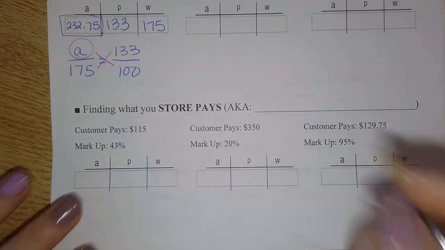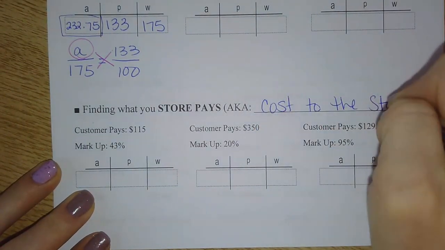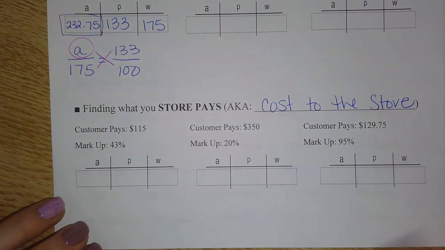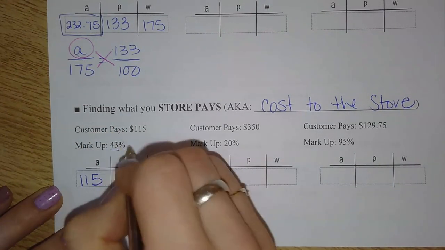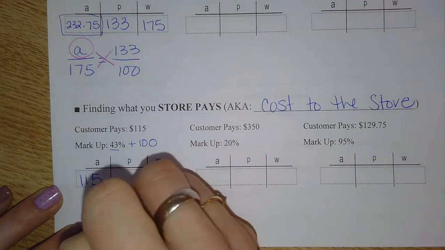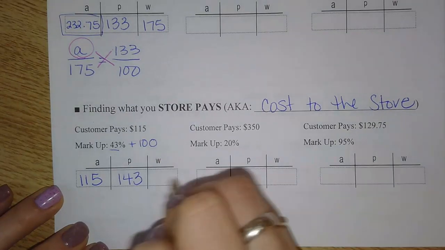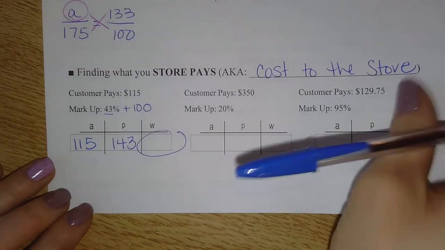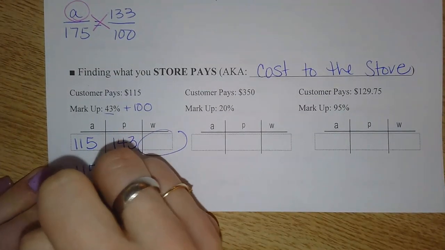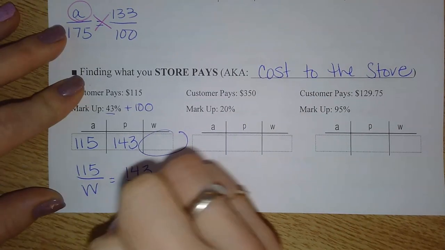Finding what the store pays, also known as the cost to the store. What did the store have to pay for an item? Okay, if they charged the customer $115, that's A. They marked it up an extra 43%, so on top of what they paid. So the customer ended up paying 143%. What did the store pay? So we'll use our proportion. Customer over store equals P over 100.